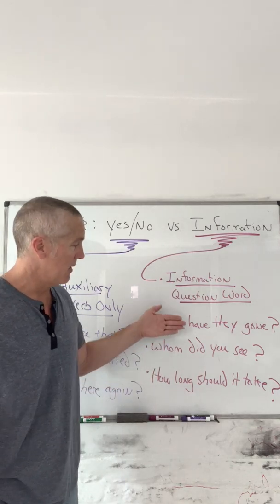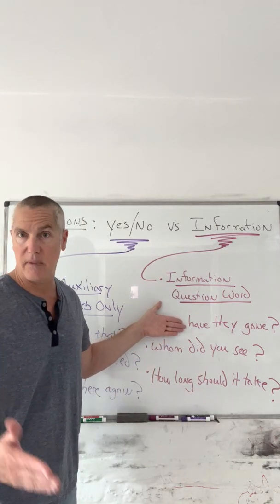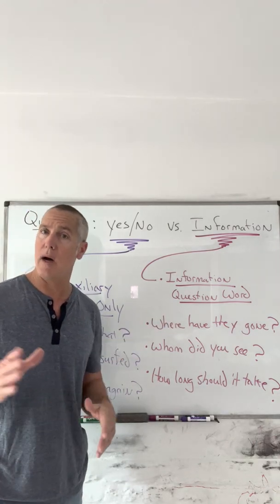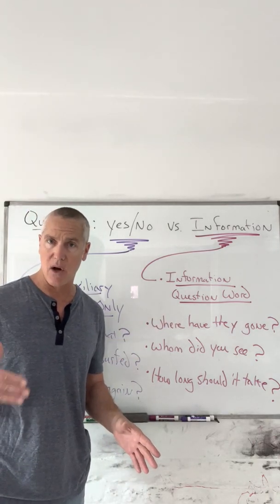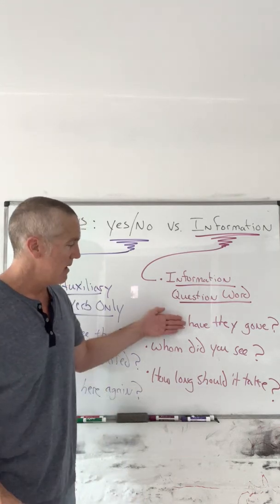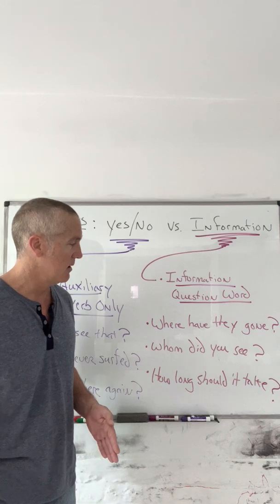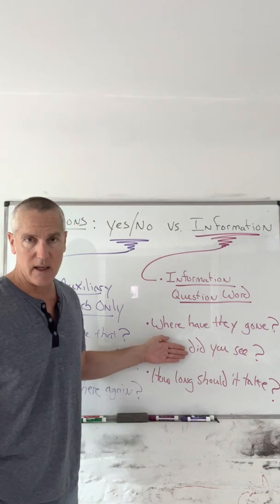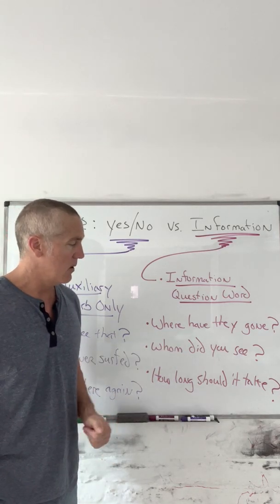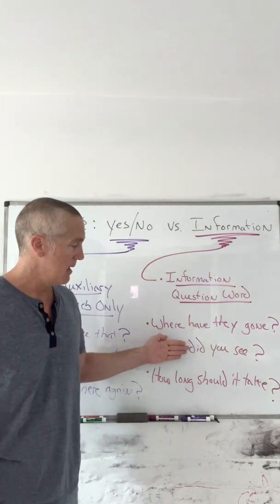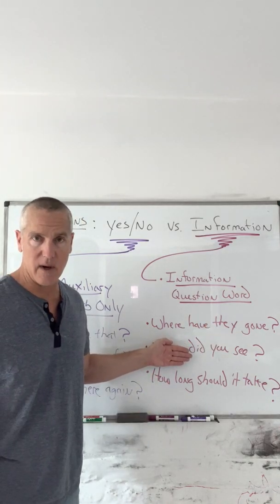So for example, have they gone? Yes, they have. No, they haven't. Where have they gone? Oh, I'm not sure, but let me call them and I'll find out. So again, yes or no, give me some information. Did you see? Yes, I did. No, I didn't. Whom did you see? Oh, I saw one of the neighbors. Again, yes, I did. No, I didn't.